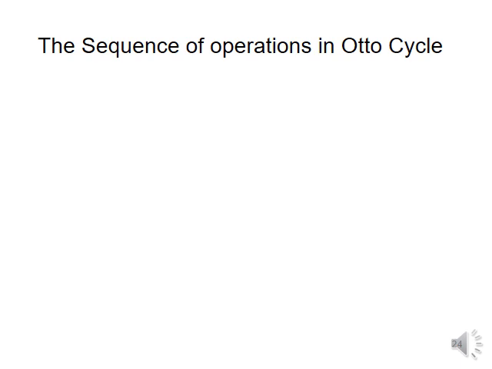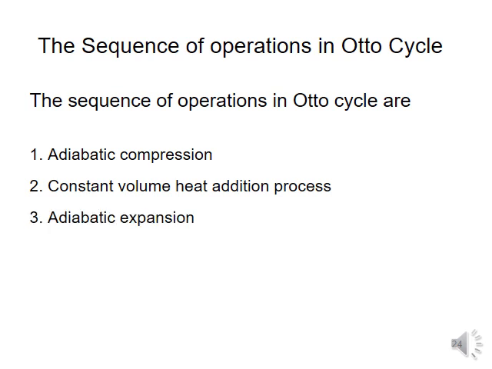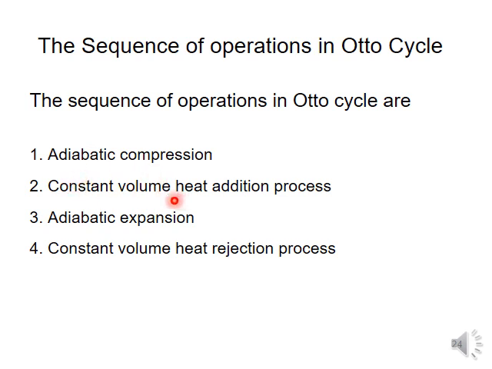So the sequence of operations in the Otto cycle are: 1. Adiabatic compression, 2. Constant volume heat addition process, 3. Adiabatic expansion, 4. Constant volume heat rejection process. So what are the four operations of the Otto cycle? We have to write it like this: 1 to 2 adiabatic compression, 2 to 3 constant volume heat addition process, 3 to 4 adiabatic expansion, 4 to 1 constant volume heat rejection.